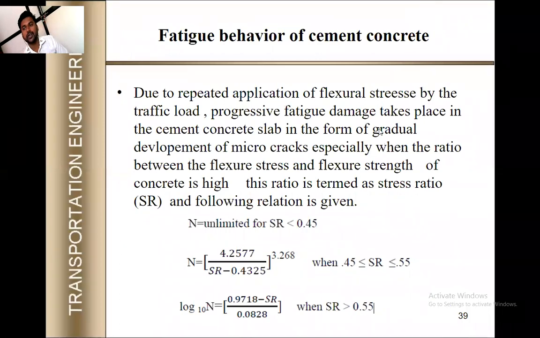Then the fatigue behavior of the cement concrete. Due to the repeated application of the flexural stresses by the traffic load, progressive fatigue damage takes place in the cement concrete slab in the form of gradual development of microcracks, especially when the ratio between the flexural stress and the flexural strength of the concrete is high. This ratio is termed as stress ratio, and the following relation is given.